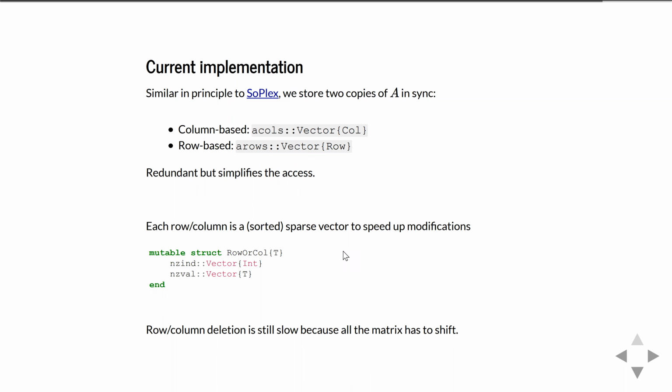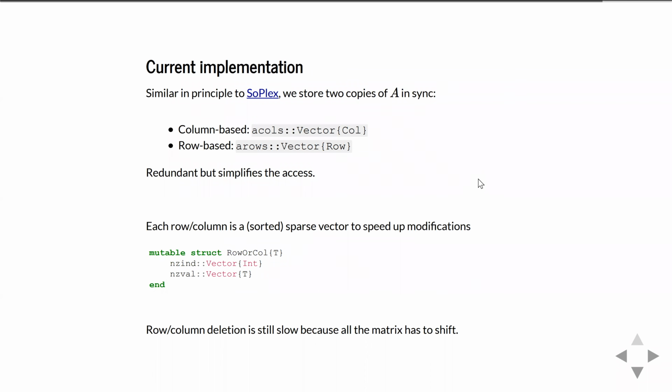What remains slow is deleting columns or rows, because every time you do that, essentially you have to shift all the matrix. So if you're deleting a variable, updating this is going to be very fast. Updating this one is going to be very slow. And if you delete a row, updating the row is going to be fast. Updating the columns is going to be slow.